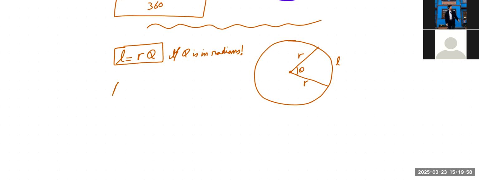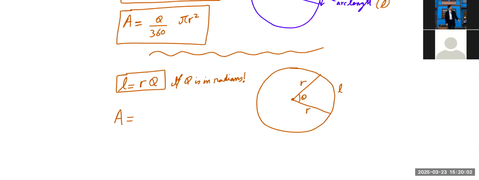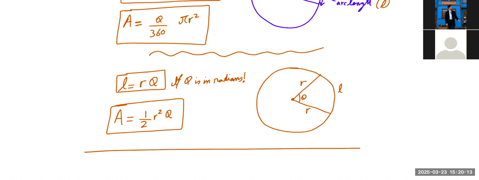And the sector area similarly has a simpler formula. It's going to be 1 over 2 r squared theta. This is the formula for the area of a sector if your angle is in radians. And that is why radians are so cool. I mean, one of the many reasons why radians are so useful, because they simplify the math so much. The formulas become simpler, life becomes easier in general.